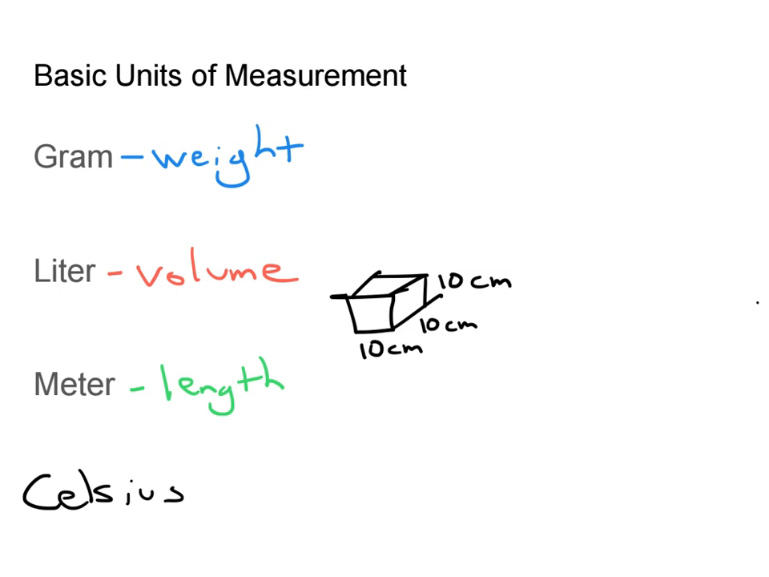And the last unit of measure we're going to use a lot is Celsius, which we'll use to measure temperature. And Celsius is based off of the idea that water freezes at 0 degrees Celsius and boils at 100 degrees Celsius, and then is divvied up evenly within that interval. So we'll be using Celsius whenever we measure temperature.